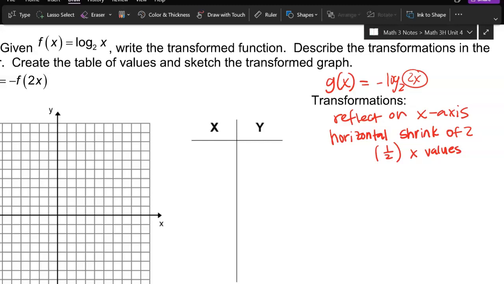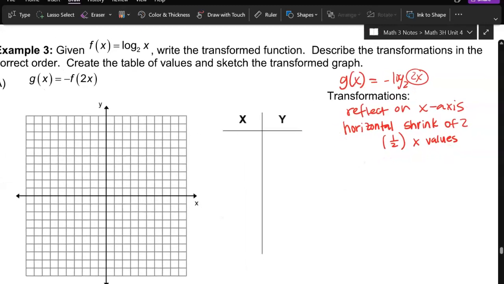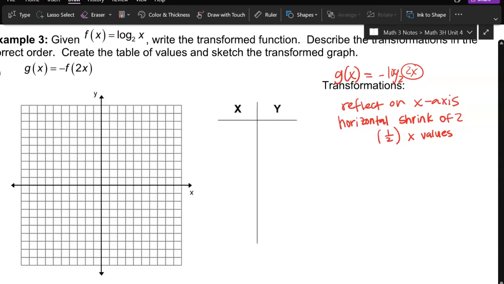All right. So we're not shifting up or down, so we're staying at that point there. And then our points are going to be farther away from each other and flipped upside down. So let's look at our point. So we have 1, 0. So that will still be the same.